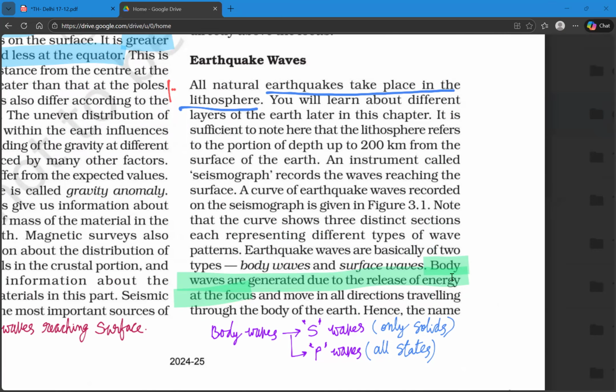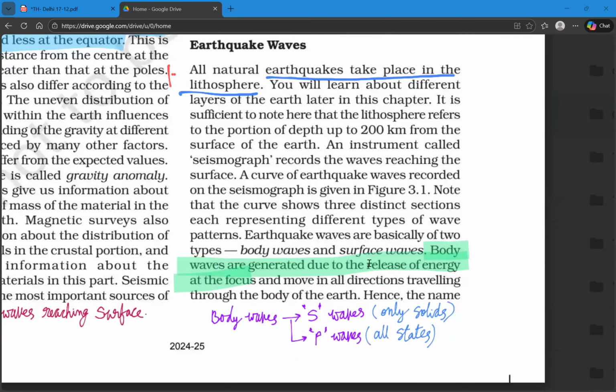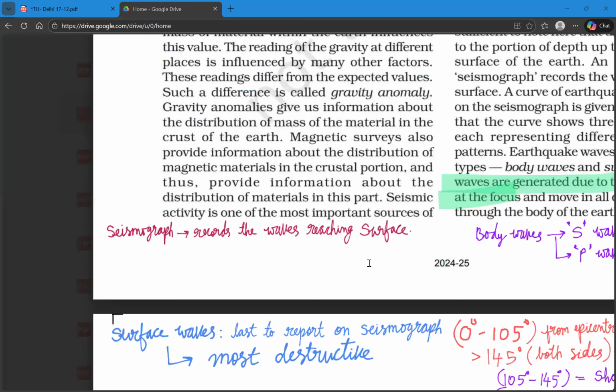Earthquake waves are basically of two types. What are the types of earthquake waves? One is body waves and next one is surface waves. Body waves are generated due to the release of energy at the focus. So where do we find body waves? That is in the earth's crust or interior of the earth, that is far away from surface of the earth. They move in all directions traveling through the body of the earth, hence the name body waves.